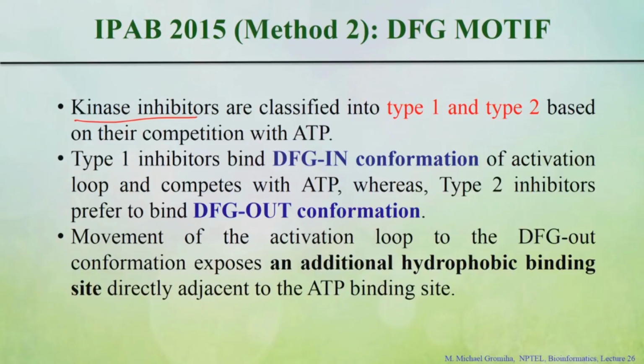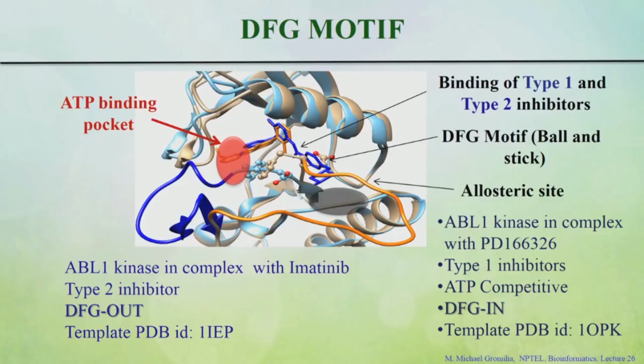probable potential compounds. So, they classify two different types, one is type 1 and type 2, based on the competition with ATP. So, in this protein, if you see, there are two different conformations, one is the DFG in. You can see here, this is a DFG motif, where D is aspartic acid, F is phenylalanine, and G is glycine. So, these DFG motifs either are in the ATP binding pocket, or they block the ATP binding pocket. Now there is the allosteric site here, and that is for the competitive inhibitors.